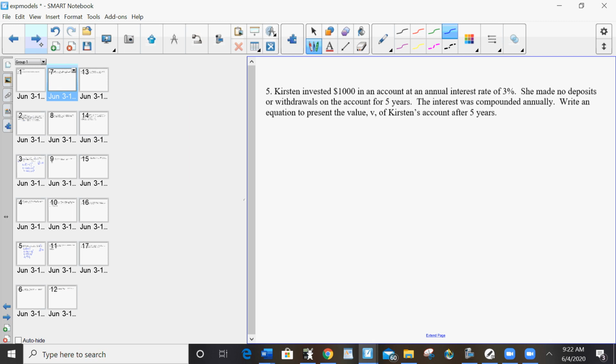Why don't you try number 5 on your own right now? Just instead of writing an equation, either way. Write an equation and also find the value. I'll give you about a minute or so. I want you to try this one on your own.